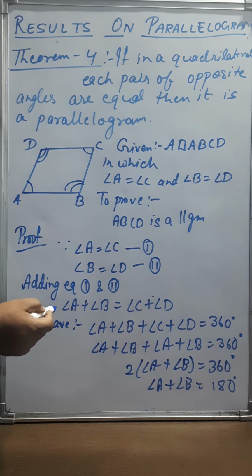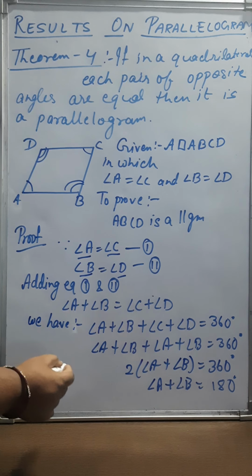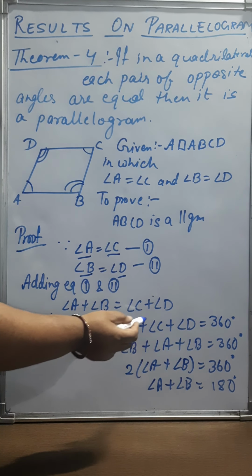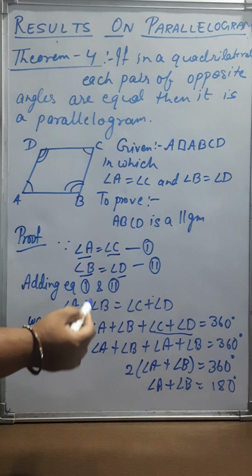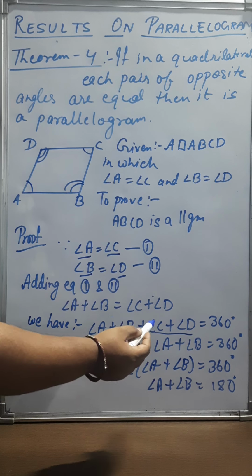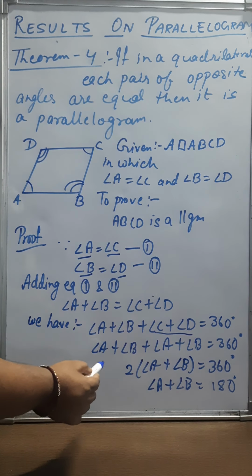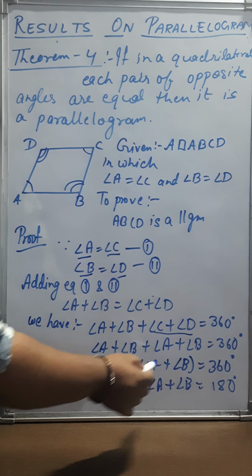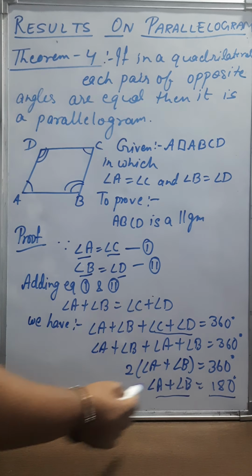Now adding equations 1 and 2, we have A plus B is equal to C plus D. Now we have the angle sum property of a quadrilateral, that angle A plus B plus C plus D is 360 degrees. Now this C plus D I am replacing by A plus B. So in place of C plus D I am writing A plus B again. So on the left hand side we have twice angle A plus B is equal to 360 degrees, or A plus B is equal to 180 degrees.